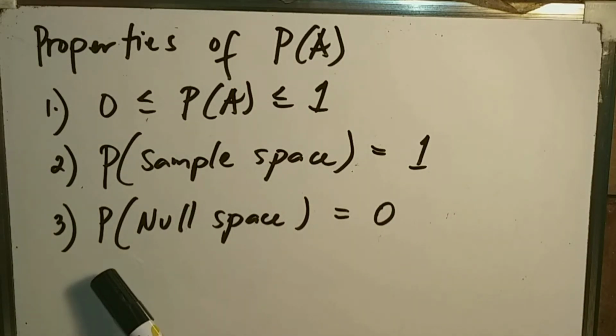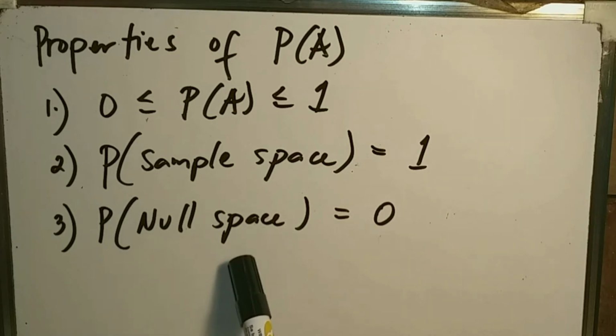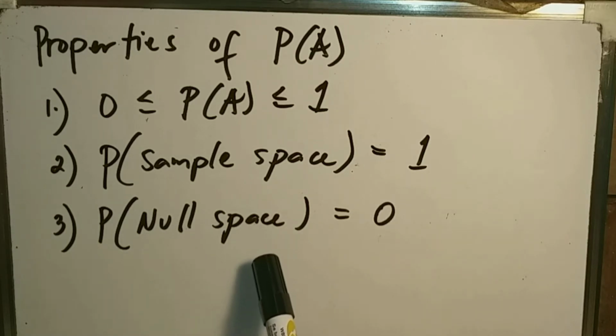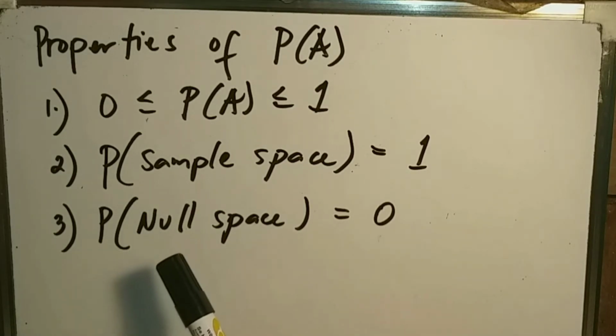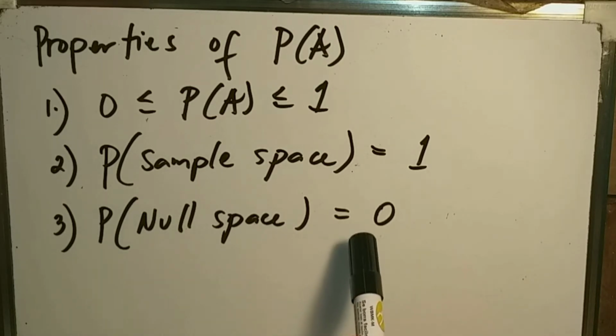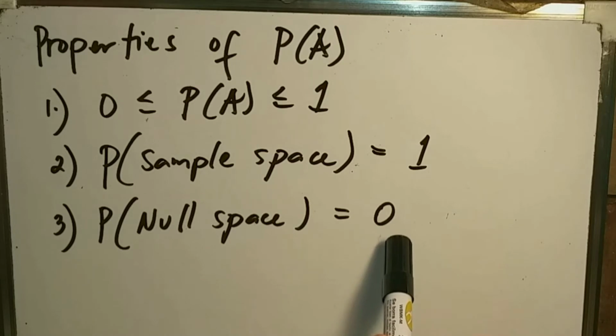And then lastly, the probability of the null space. The null space is the event that has no outcomes. So if we take the probability of the null space, it must be equal to 0.